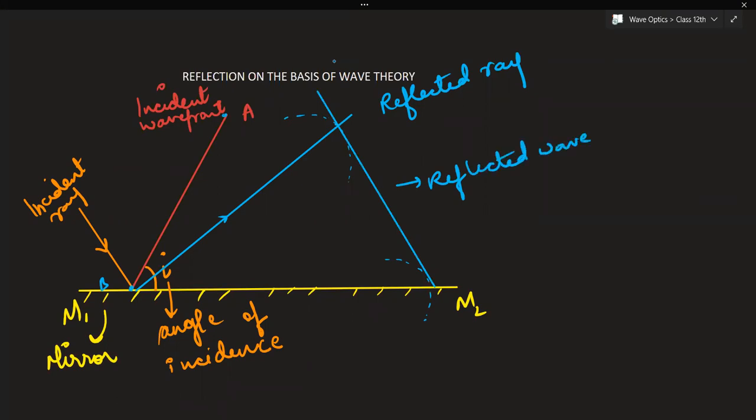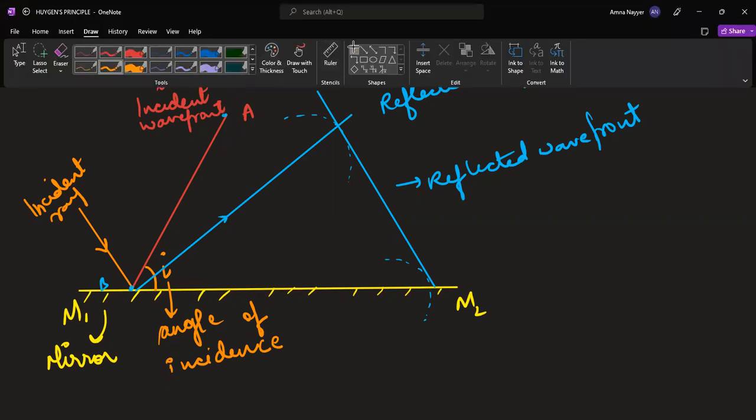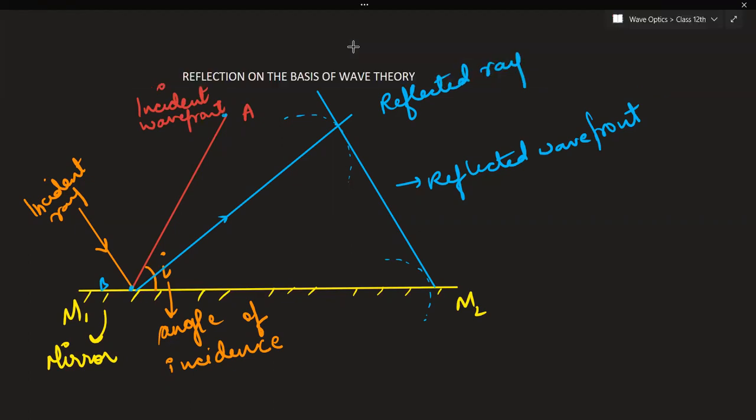Reflected wavefront. Even if the incident ray falls on this point directly, now see what will happen. The incident ray will fall at this point as well. This was one point that I had taken. Now the incident ray will fall at this point. Now what will happen?